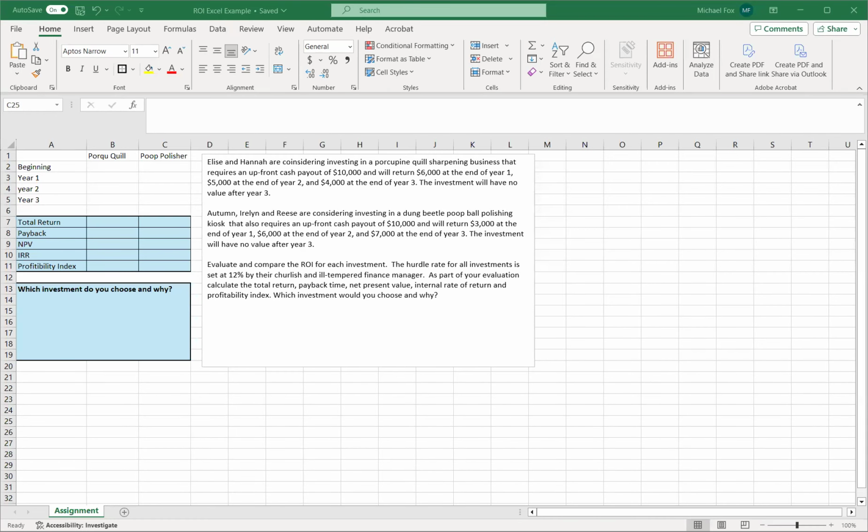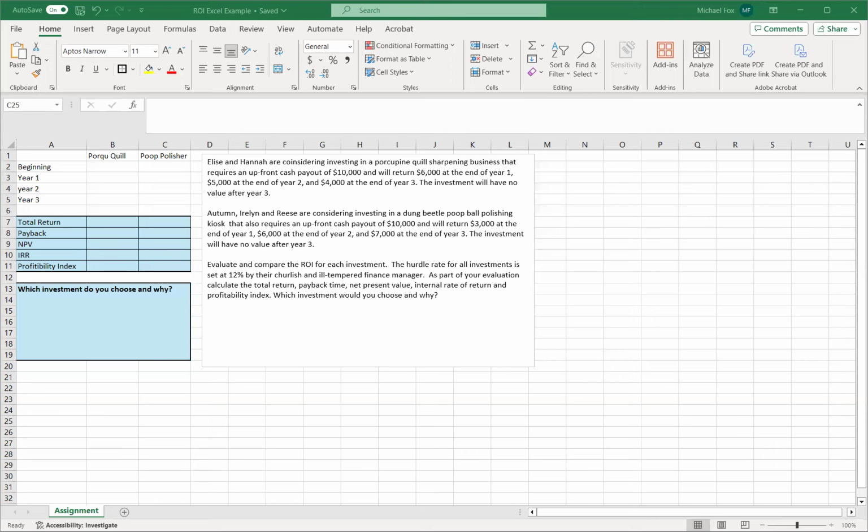Hey everybody. So I'm going to walk you through how we do these various return on investment problems or formulas using Excel, because we don't need to become experts in the math. We just need to understand how a return on investment works and how to read it and understand it so that we can get some basic evaluation of how our investments work.